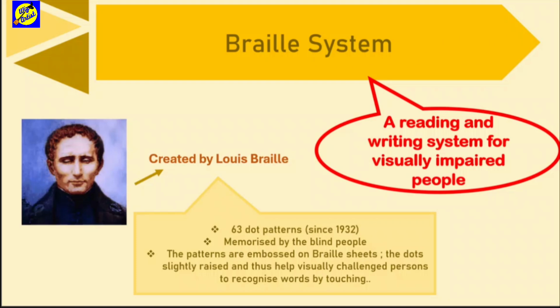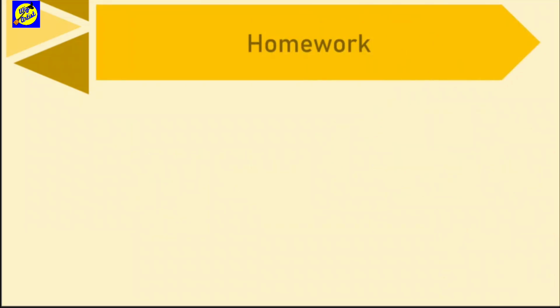You must have noticed such raised dots on elevator buttons, TV remotes, etc. This embossment can be done through hand or even by machines. Typewriters and printers for the same have been developed to provide widespread opportunities. And that was the last topic for this chapter.